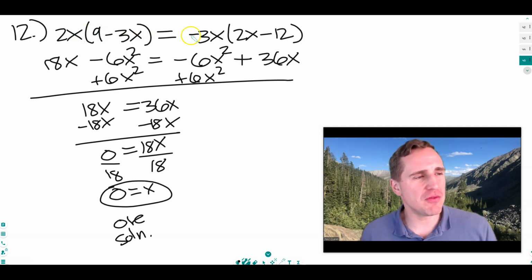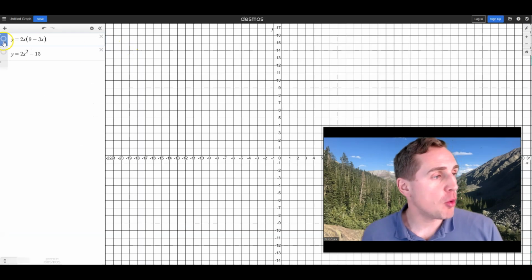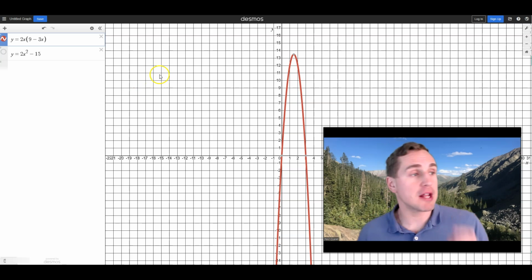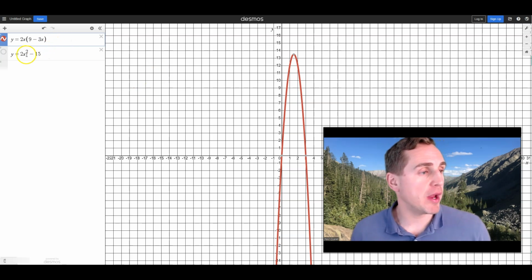So I'm going to set up each of these as a separate quadratic. So let's go 2x times (9 minus 3x). Okay, so let's show what that quadratic looks like. I know it's a quadratic because the highest power is x squared.